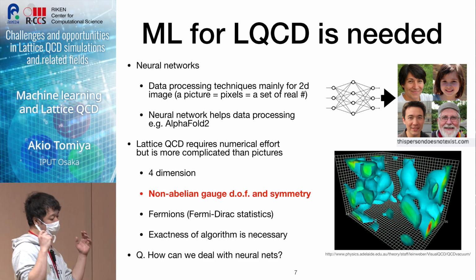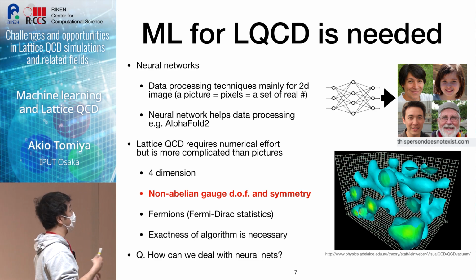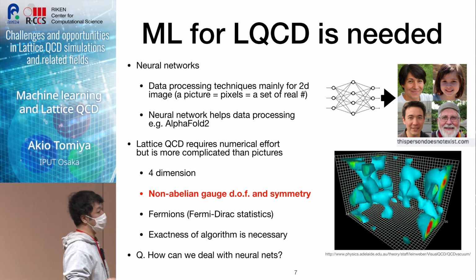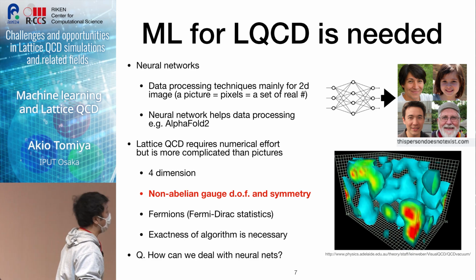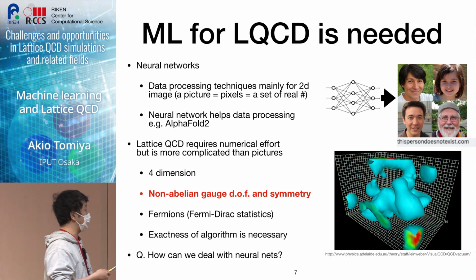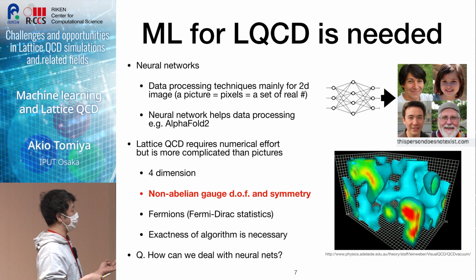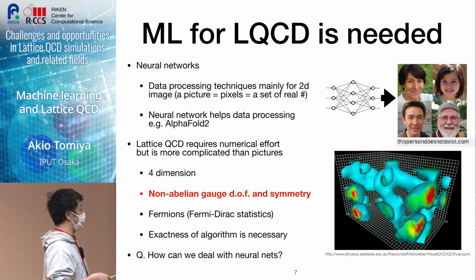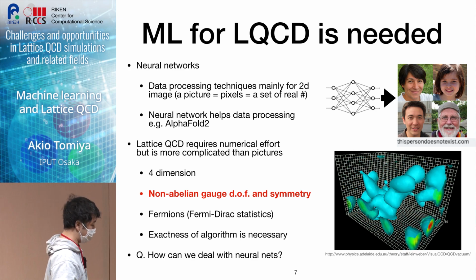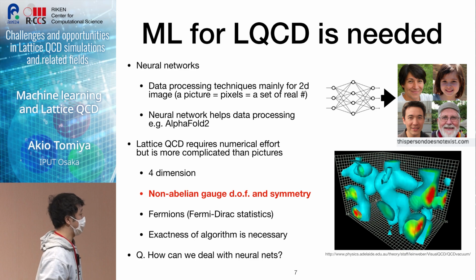And if we combine the neural network with expert knowledge, you can use the neural network in natural science. The neural network helps with data processing, like AlphaFold 2 or the neural network wave function. However, lattice QCD has a more complicated data structure because it is a four-dimensional field theory with non-abelian gauge degrees of freedom and non-abelian gauge symmetry, and also we have fermions, and we want to have an exact algorithm. While a neural network is just an approximation, how can we deal with the neural network?